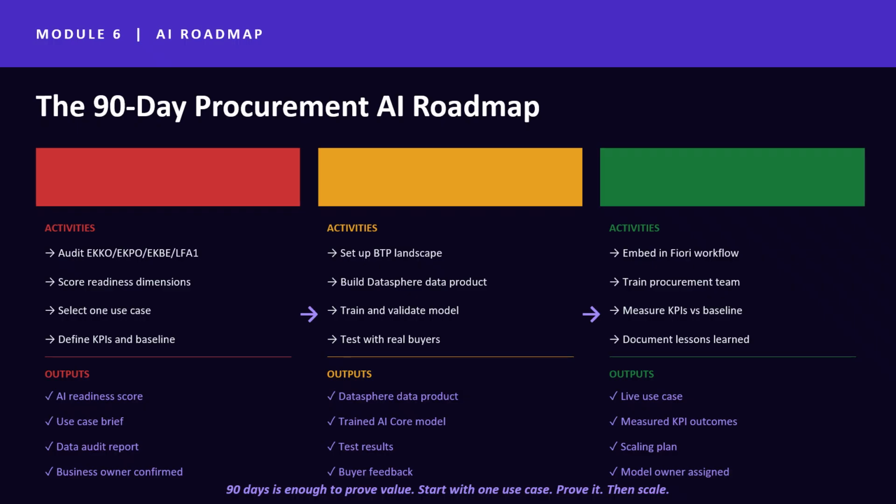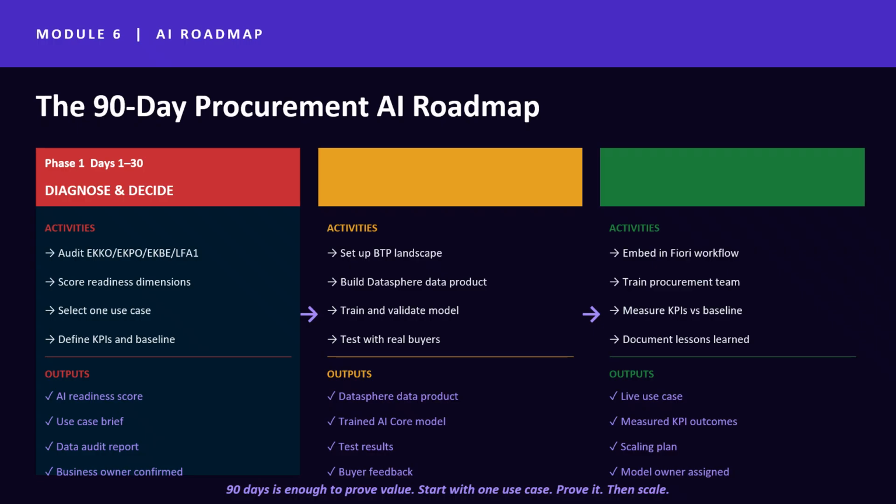3 phases. Days 1 to 30. Diagnose and decide. Audit EKKO, EKPO, EKBE, LFA1. Score your 4 readiness dimensions. Select one use case. Define your KPIs and establish the baseline.